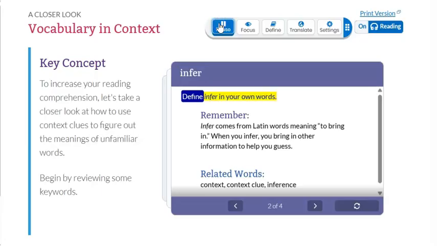Infer. Define infer in your own words. Remember, infer comes from Latin words meaning to bring in. When you infer, you bring in other information to help you guess. Related words: context, context clue, inference.